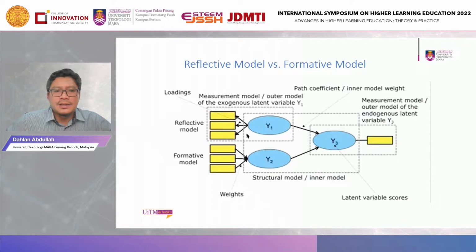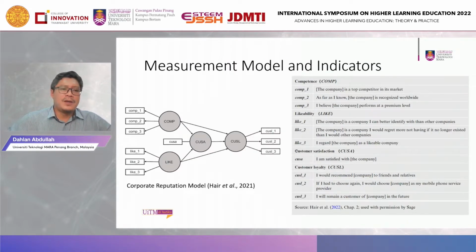Okay, let me show you. This is another example that I showed you just now. The relationship between the construct and the instrument. For example, you can see here, let's say COMP here representing competence. Meaning you want to see, does competence have any relationship or effect on CUSA? CUSA here representing customer satisfaction.